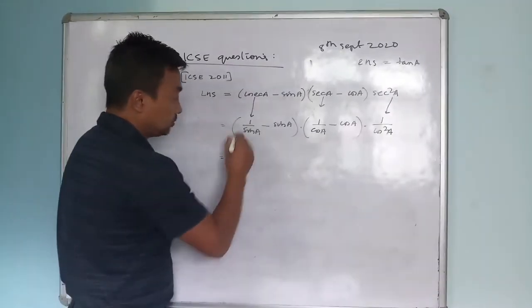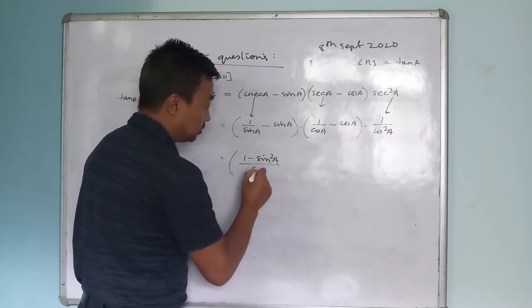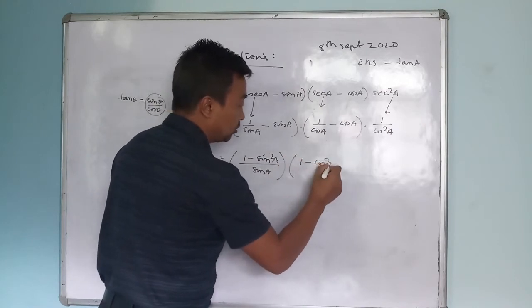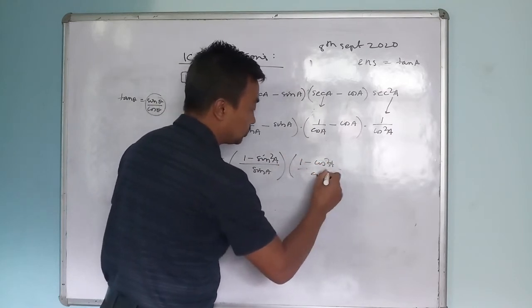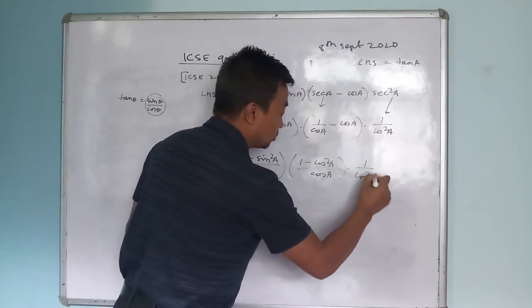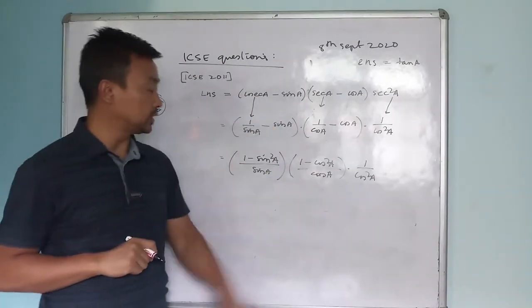Now, you take the LCM, you will get like this. So this is quite simple. Hope you are getting this. Cos A, 1 by cos square A. After solving this, sine into sine, sine square A.